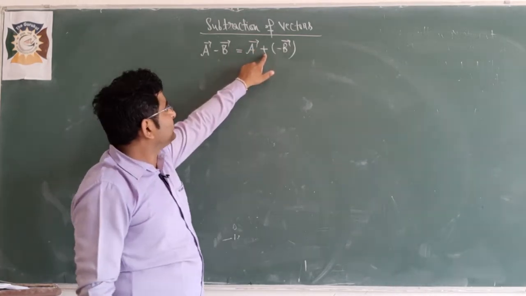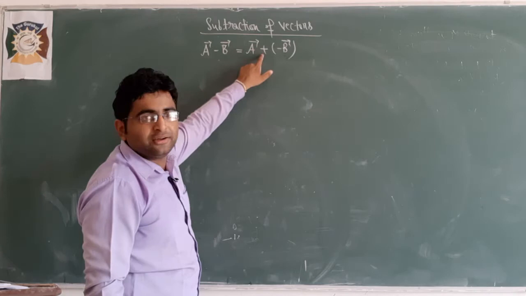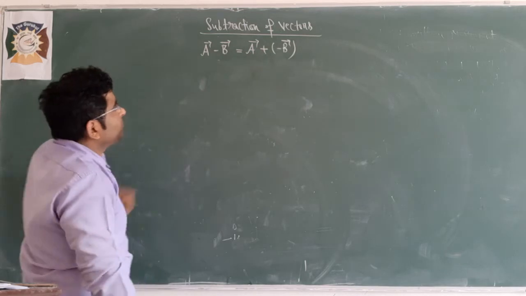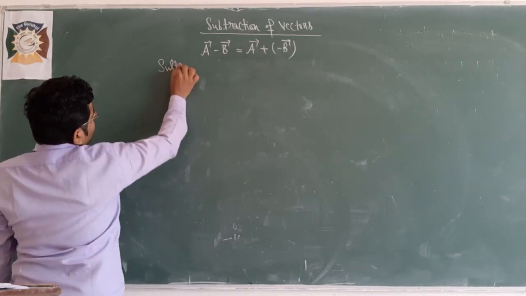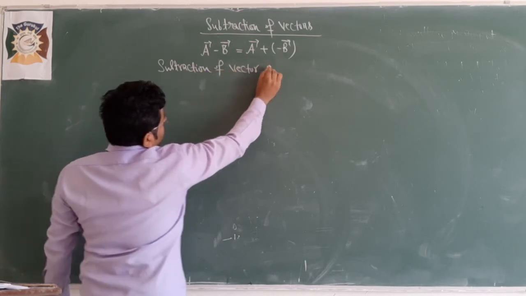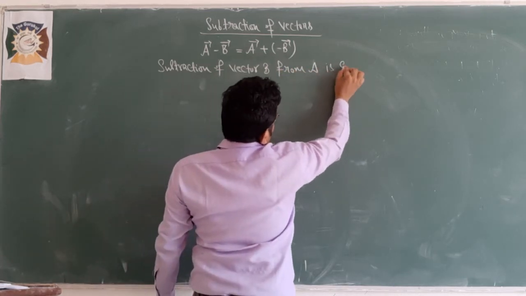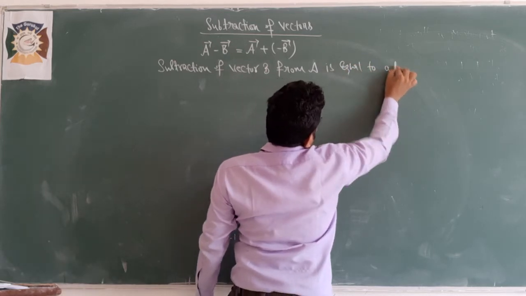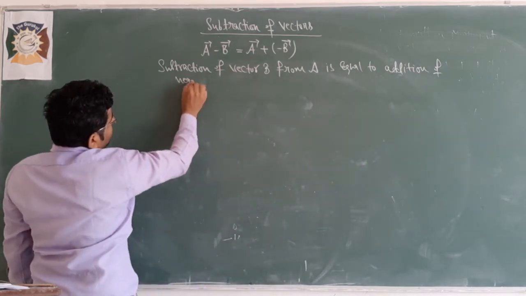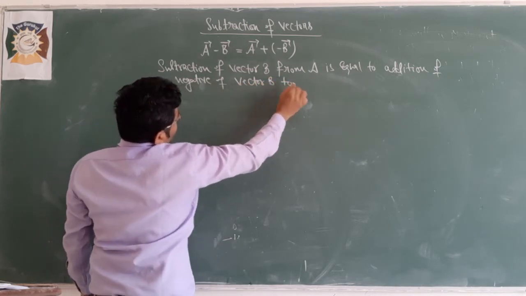Clear? So how does it happen? If I want to subtract the vector B from A, then I have to add the negative of vector B to vector A. Clear? So subtraction of vector B from A is equal to addition of negative of vector B to vector A.